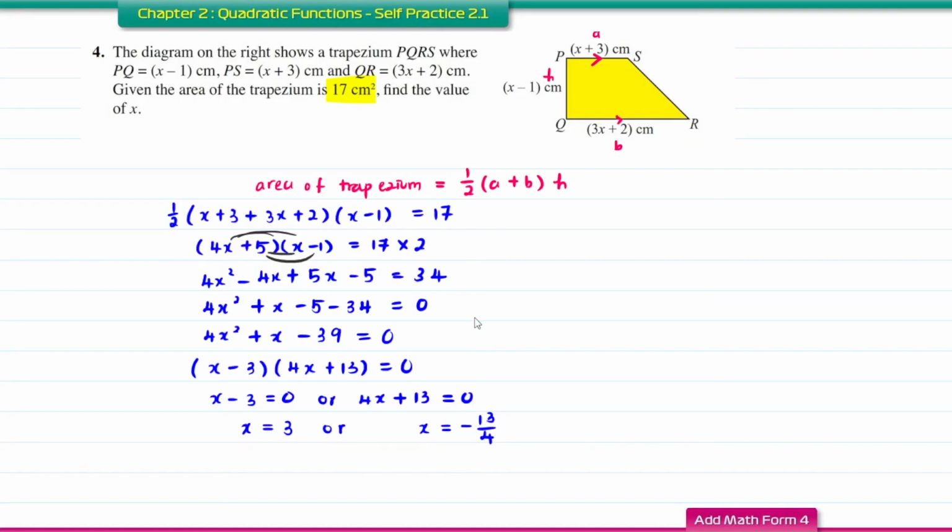So which one is the correct one? For example, if I substitute x into the height here, which is x minus 1, when x is equal to 3, 3 minus 1 is 2. The answer is positive. When I substitute x as negative 13/4 here, minus 1, the answer for the height is negative. So the length must be in positive form. Therefore, the correct answer for x is x equal to 3.